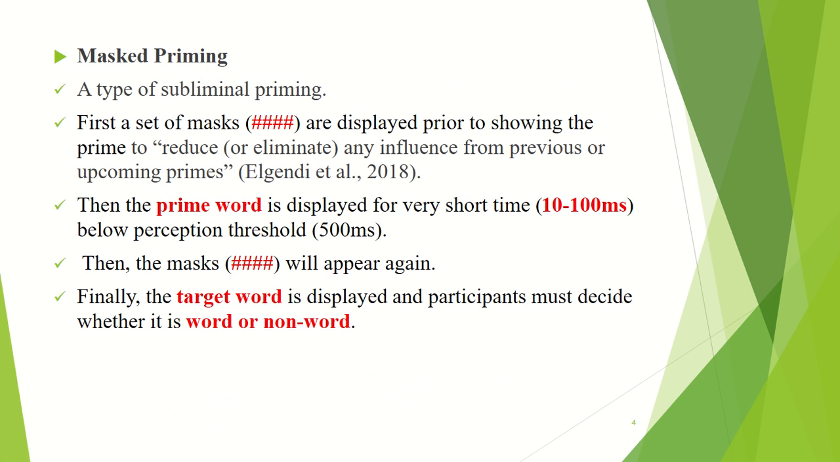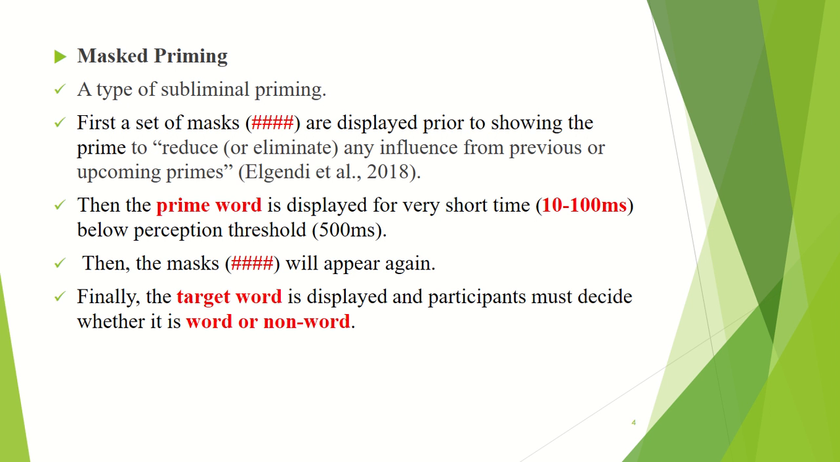So, what about mask priming? Mask priming is a type of subliminal priming, and the only difference between mask priming and subliminal priming is that a set of masks, for example, in form of these hashtags, are displayed prior to showing the prime or target word, and it is done just to reduce or eliminate any influence from previous or upcoming primes.